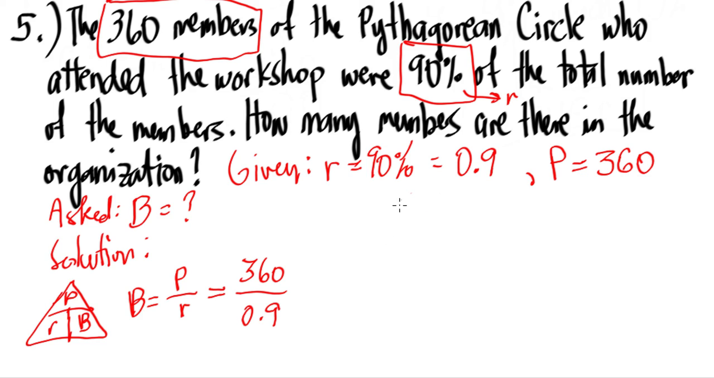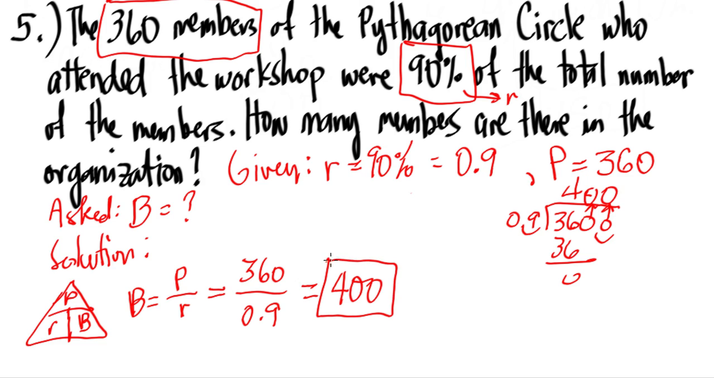If you want, you can divide it here. 360 divided by 0.9. Let's move the decimal point once, and also once here. So 36 divided by 9, that's 4. 4 times 9 is 36, so that's 0 already. Write the zeros here above as they are. So therefore, our base is equal to 400.